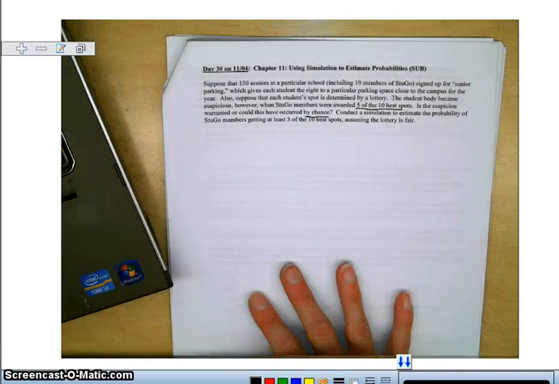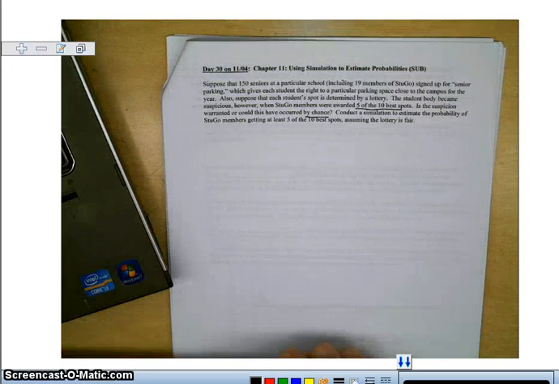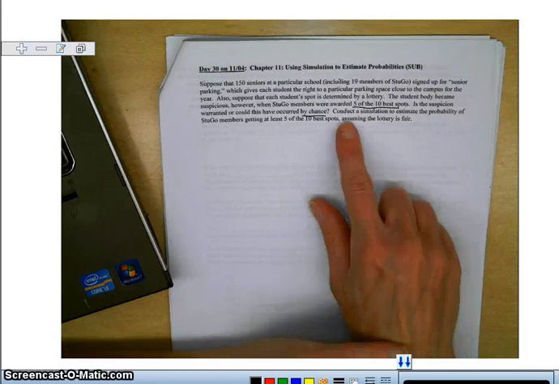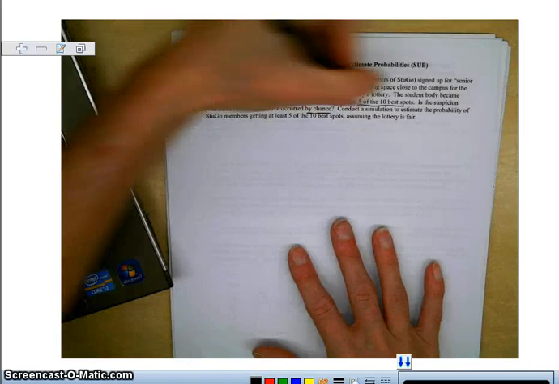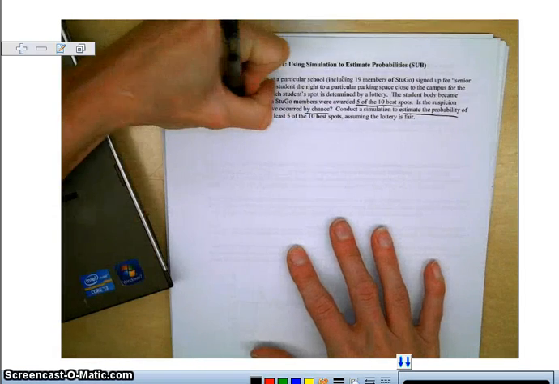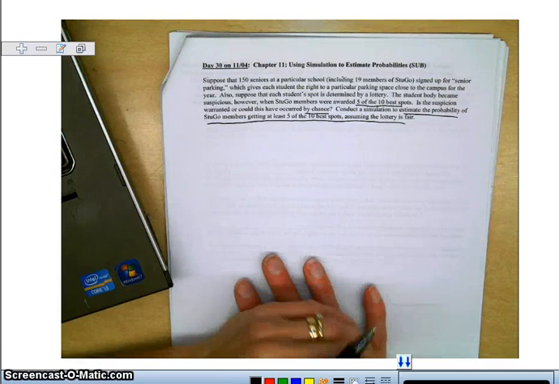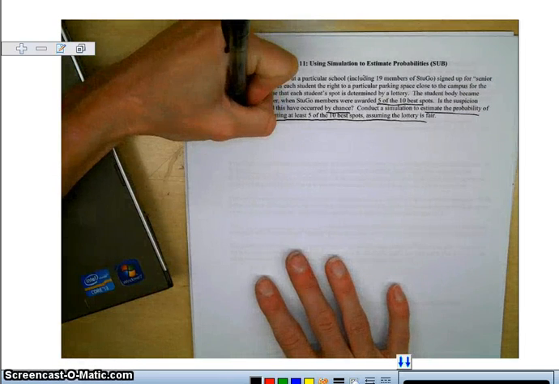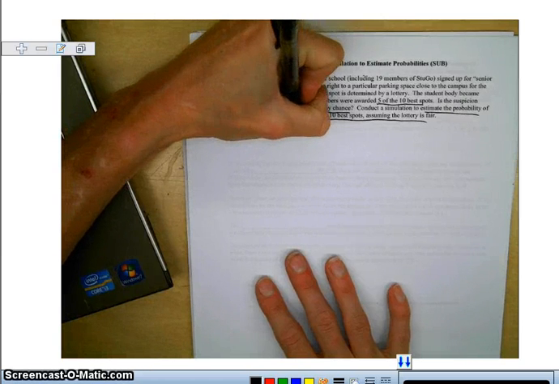The main thing we're trying to show or not show in our simulation is that it could or could not have occurred by random chance. So we want to conduct a simulation to estimate the probability of STUGO members getting at least 5 of the 10 best spots, assuming the lottery is fair. So we're going to go with the assumption. We're going to assume the lottery is fair.